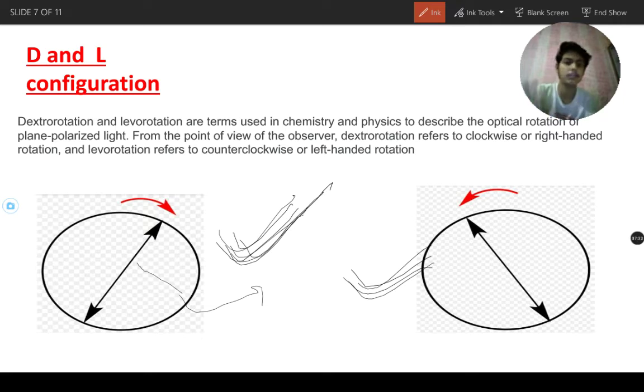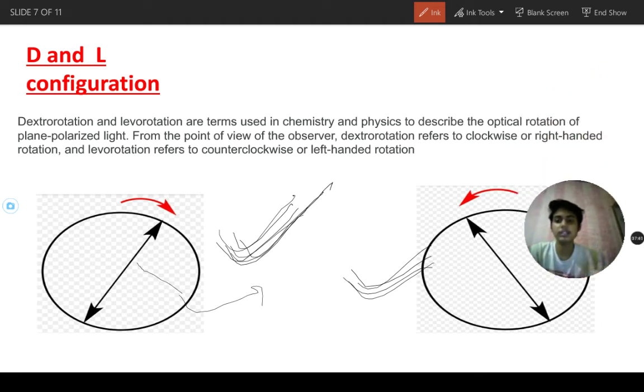Only the D and L configuration we can know by experiment. We cannot find that otherwise. This is only done by experiment. This is nothing more than that. See what is dextrorotation and what is levorotation. Just in terms, just want to learn, and we'll be moving on.